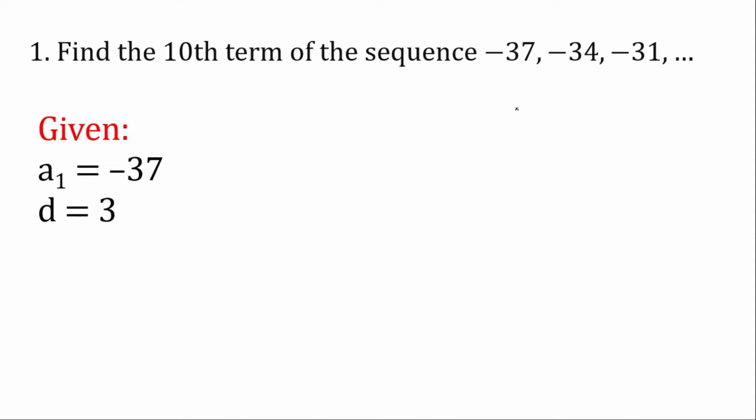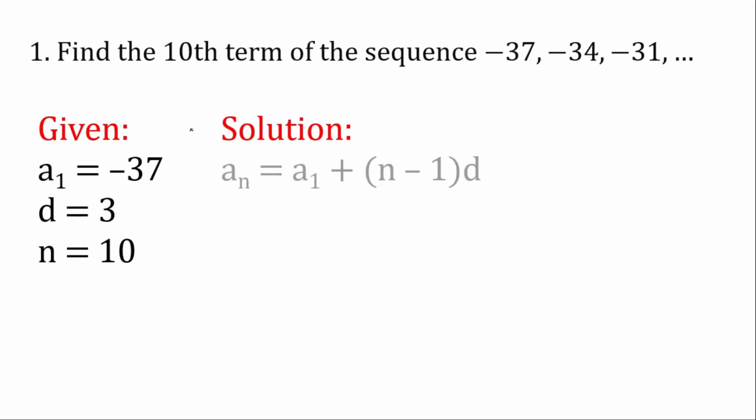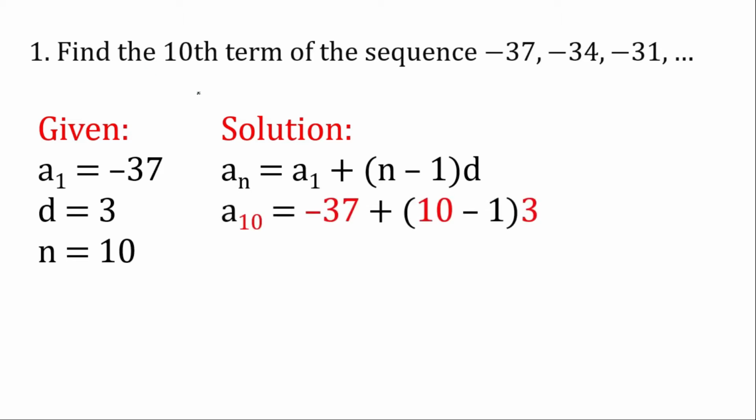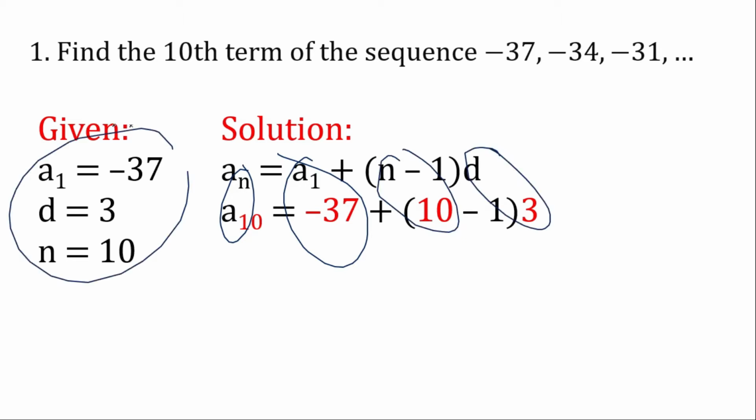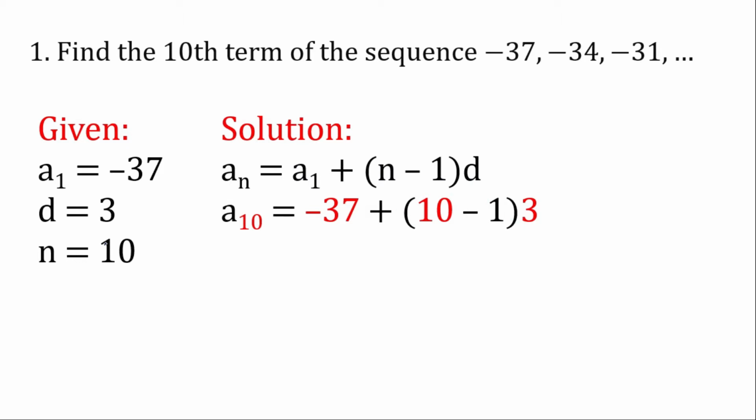Our n, or the value of our n, is 10 because we're going to find the 10th term, or a sub 10. Now for our solution, remember the formula for an arithmetic sequence, which is a sub n is equal to a sub 1 plus quantity n minus 1 multiplied by d. If you know the formula, we just need to plug in all the givens that we have. Those are the givens that I plug in.